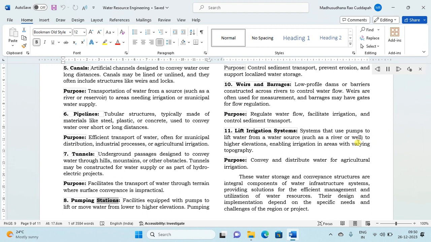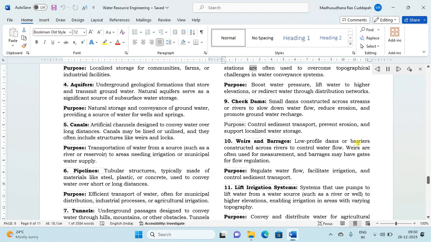8. Pumping stations, facilities equipped with pumps to lift or move water from lower to higher elevations. Pumping stations are often used to overcome topographical challenges in water conveyance systems. Purpose: boost water pressure, lift water to higher elevations, or redirect water through distribution networks.